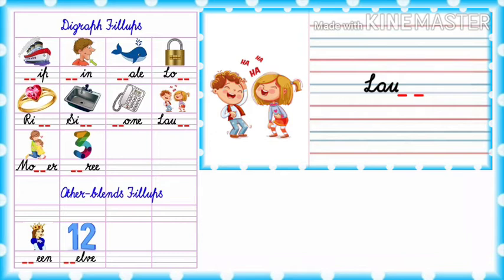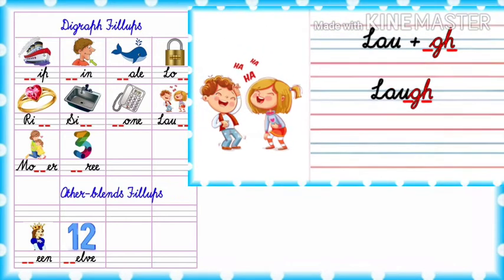Now read the next word, la dash. La dash is nothing. Which picture is this? It's a picture of laugh. Which sound is missing? Ff sound is missing. So fill the correct digraph GH and make the word complete. Laugh.